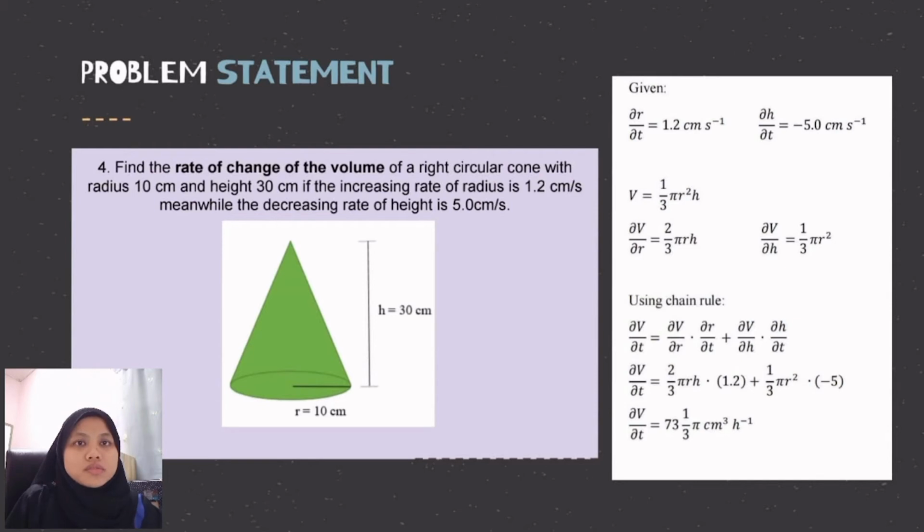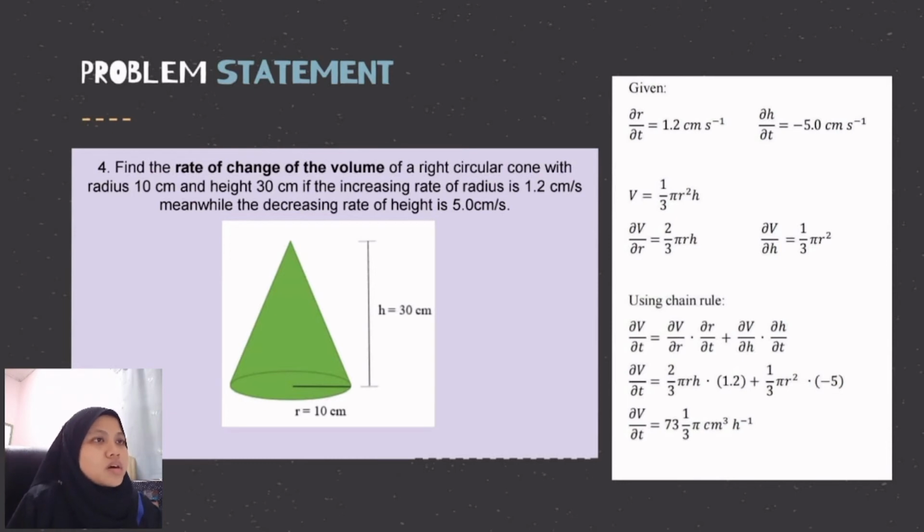The question is to find the rate of change of volume of the right circular cone with radius 10 cm and height in centimeters, if the increasing rate of the radius is 1.2 cm per second, meanwhile the decreasing rate of the height is 5 cm per second. For this question, we should use the chain rule to find the rate of change of volume. To find the rate of change, we should use the first derivative.